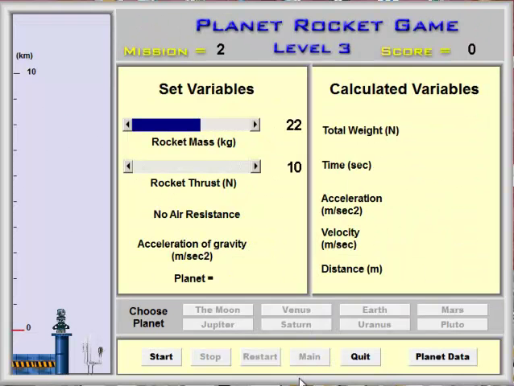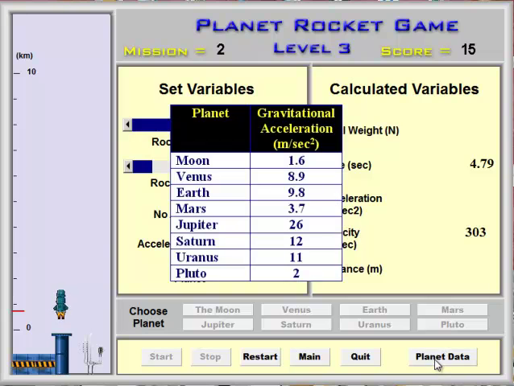Let's look at level 3. Here again, same process. We're going to give it enough thrust, and you can start and stop. In this case, it's the time and the velocity. So if you take a couple times and take a couple velocities, you should be able to come up with the acceleration. Again, got to guess the correct answer. Well, that was a good guess since I didn't do the calculations.